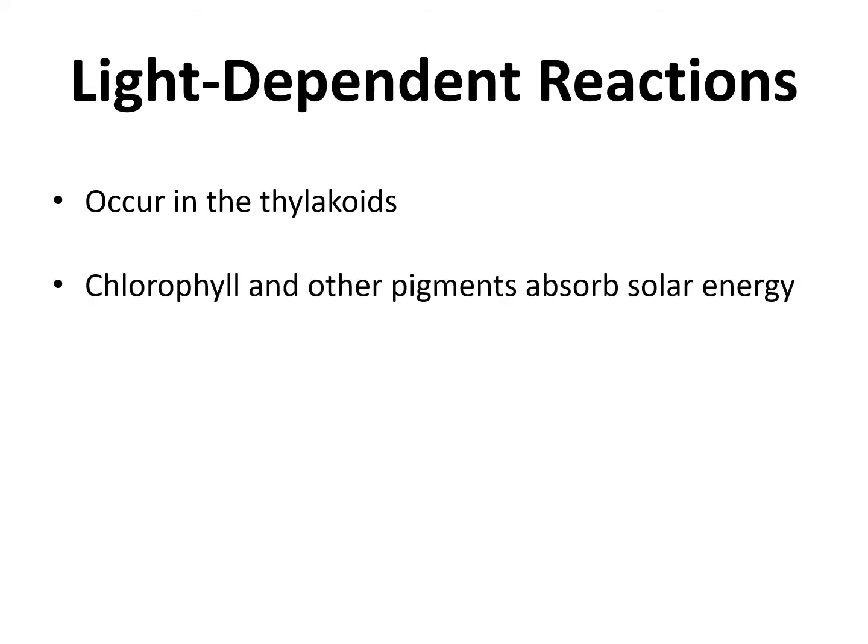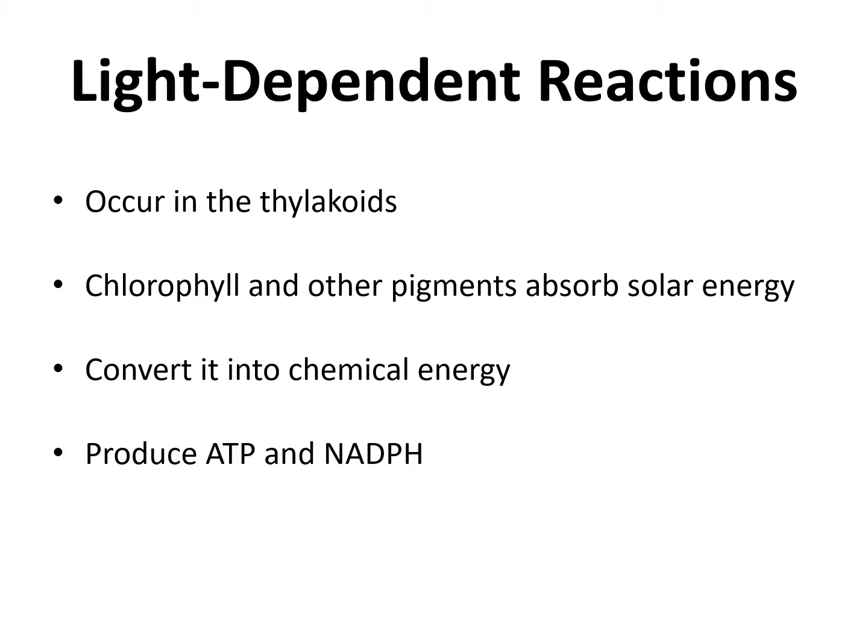The light-dependent reactions occur in the thylakoids, and the thylakoids are found in the chloroplast. The light-dependent reactions require chlorophyll and other pigments to absorb solar energy. Once that energy is absorbed, it is converted into chemical energy, in the form of ATP and the electron carrier NADPH. In the light-dependent reactions, there are two photosystems that are harvesting the light energy.